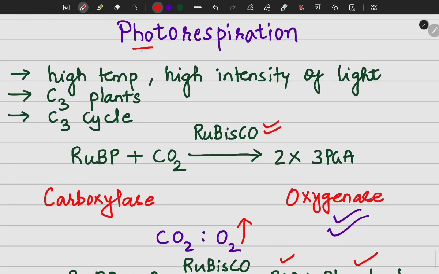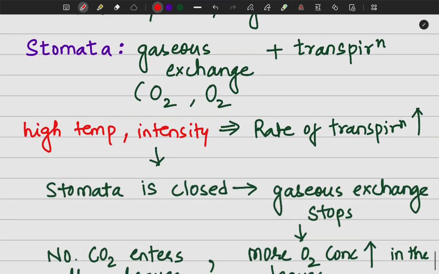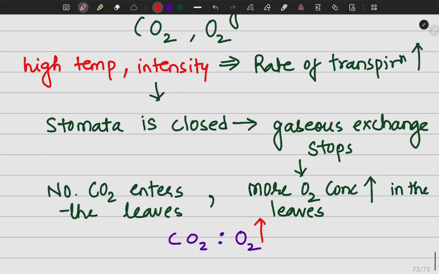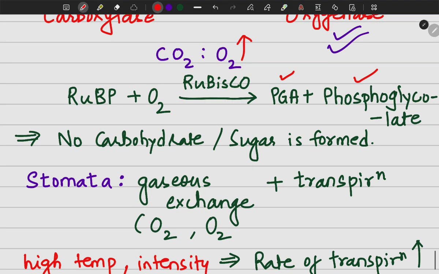Alright, photo means light and respiration means when the oxygen is utilized and CO2 is released out, right? So this is what is happening. This is taking place in the presence of light, high intensity of light, and oxygen is being utilized here because the concentration of oxygen is high. So oxygen is being utilized by Rubisco showing oxygenase activity, and CO2 is also being released out, but not in very large quantities.